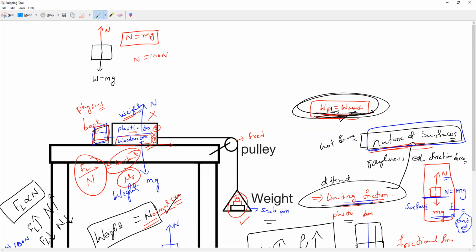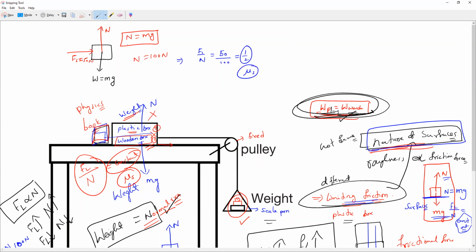Then if I apply force, I get F limiting, for example, 50 newtons. What is the limiting friction? 50 newtons. Now I will do the ratio. F limiting divided by N is 50 divided by 100, so I get one constant. That constant is 1 by 2. That is what I call the coefficient of limiting friction.